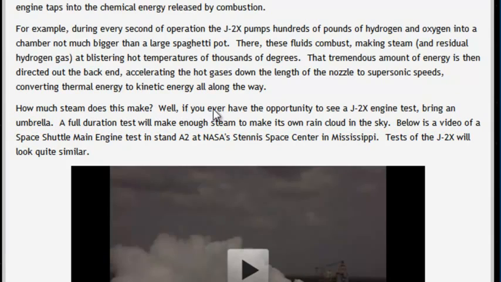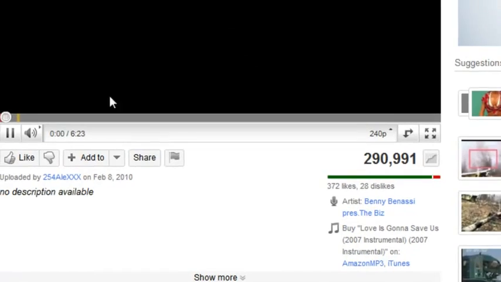A full duration test, okay? If they go beyond full duration, guys, just imagine the size and the mass of this cloud. A full duration test will make enough steam to make its own rain cloud in the sky. Okay, so bring an umbrella. And that's just from a J2X engine test. So what happens when they make and they bring out the technology, guys, the actual technology.